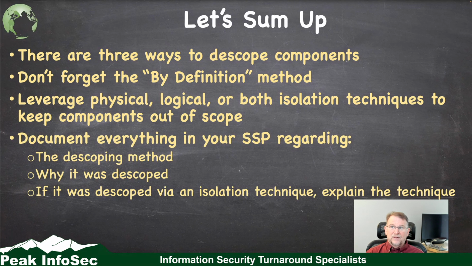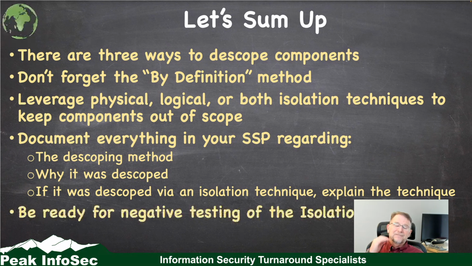Now, likewise, as we get into this, that red line going all the way back in the previous diagram where we talked about the components, be ready for negative testing of isolation techniques. For example, guest wireless. I will look to see if there is a deny all rule for anything from the guest to try and get in, that it is blocked. Again, that would be an appropriate negative test of your isolation techniques.